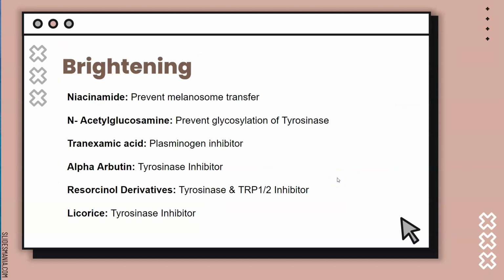For brightening, the target is to reduce the production of melanin, and the enzyme responsible for the production of melanin is called tyrosinase. So if you inhibit tyrosinase, then you would inhibit or lower the production of your pigmentation. That's why you can inhibit the production of spots, especially after you've experienced inflammation, through the use of these brightening agents such as alpha-arbutin, niacinamide, N-acetylglucosamine, tranexamic acid, resorcinol derivatives, licorice, and other plant extracts.